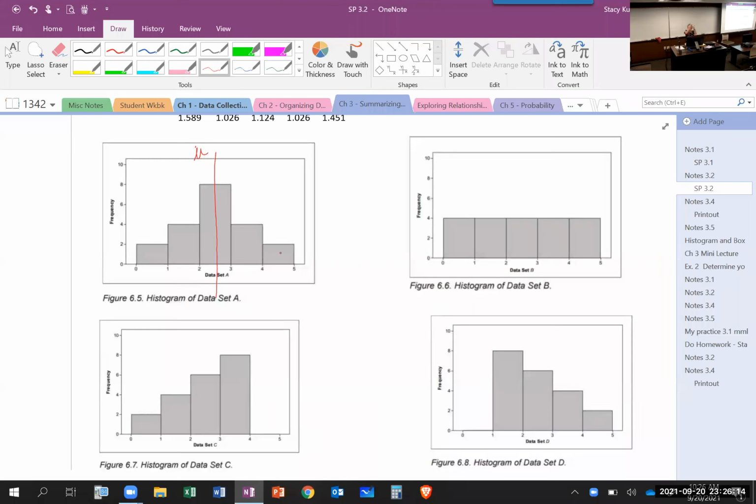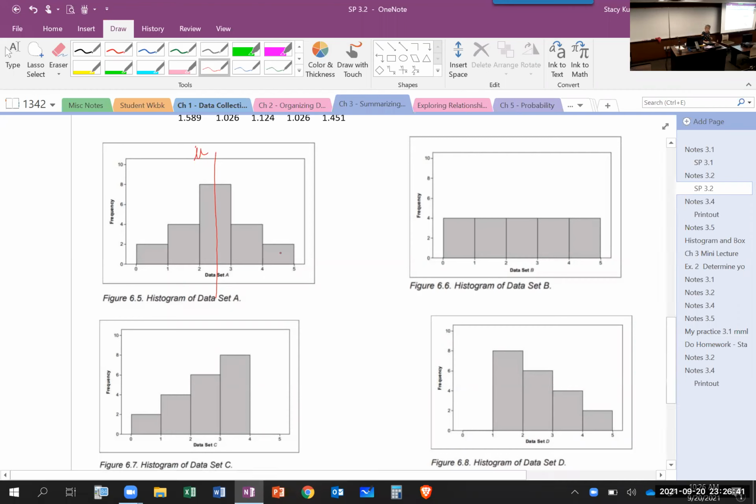Remember, standard deviation is how spread out my data is. So when I have a tall bar right there, and the tall bar happens to contain the mean, the average, standard deviation is how far away from the average I am. Well, I'm not very far, because I'm right there at the middle. Does that make sense?